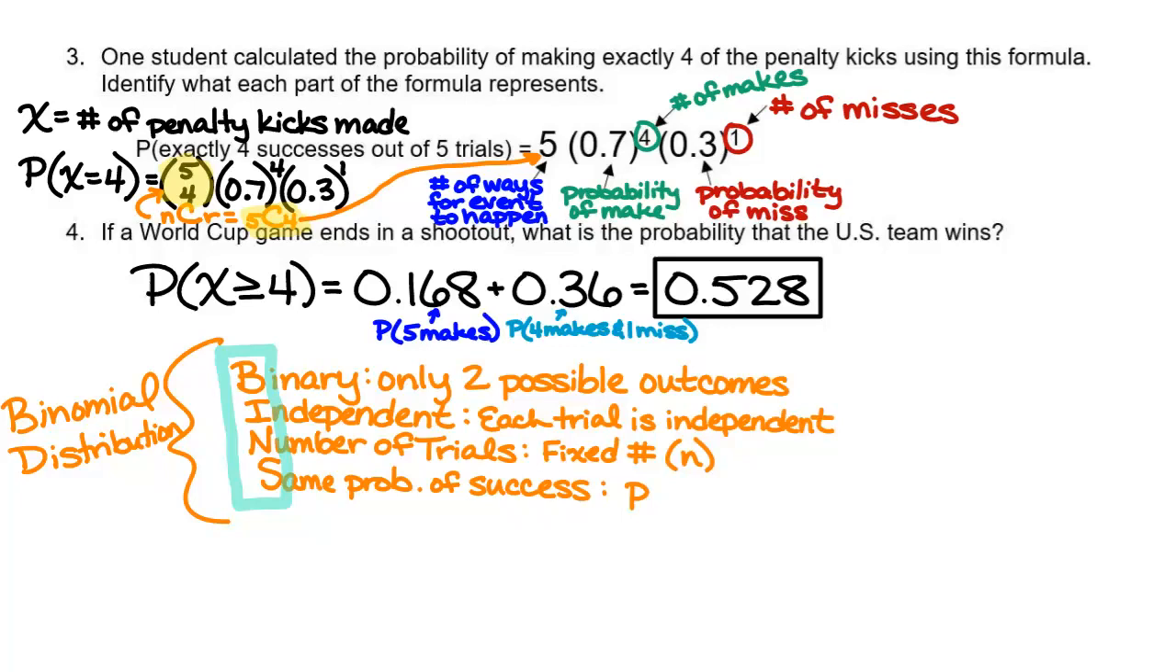It has to be binary. There's only 2 possible outcomes. It's independent. Each trial has to be independent. The number of trials has to be fixed. So you have to know from the beginning exactly how many trials you're going to get. And then we have the same probability of success each time. So I want to look back at the beginning of this problem and see where we could record that all of those criteria were met.